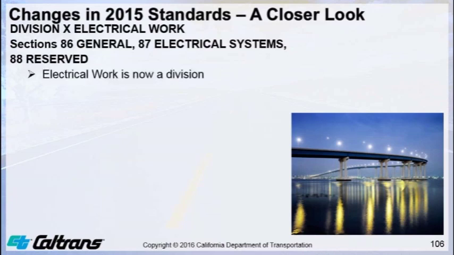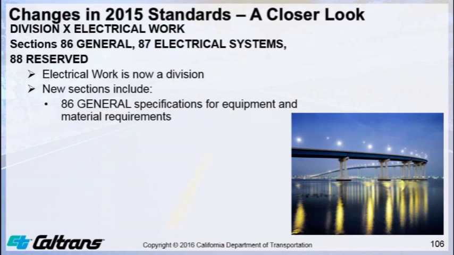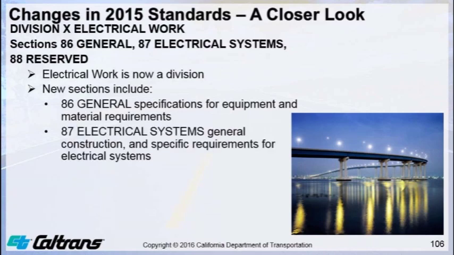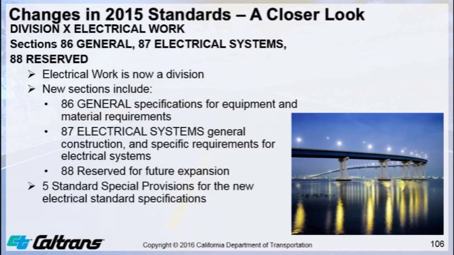First, for the 2015 Standard Specifications, Section 86 is now the General section, which includes all of the equipment and material requirements. Section 87, Electrical Systems, is where the main technical content is located for constructing these electrical systems. Therefore, the majority of your bid items now for electrical work are going to point to Section 87. Section 88 is reserved and is available for future expansions in the electrical division. The standard specifications have been reduced. For this section, we now only have 5, 1 for Section 86 and 4 for Section 87.